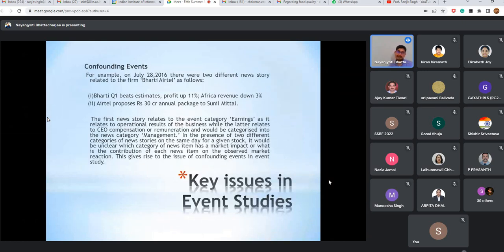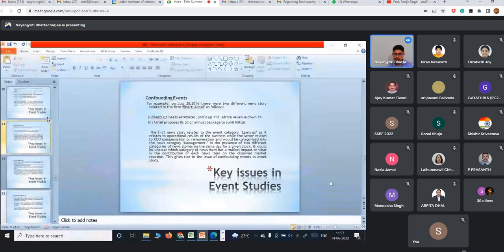So I have to look in my news source if the news flow that I'm trying to study is accompanied by some other news flow of a different category. So that is the only way. You have to choose a news source and identify in it if that particular news flow is accompanied by some other news flow of a different category. That is the way you identify confounding events.